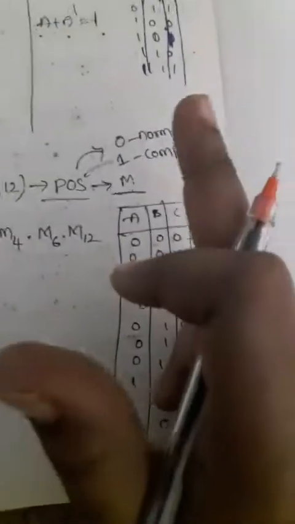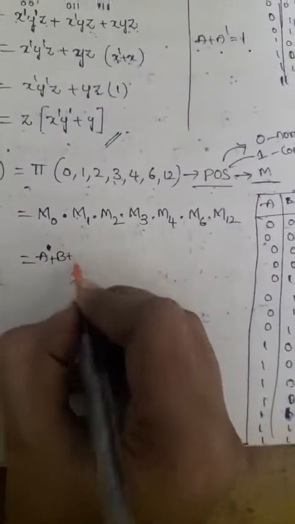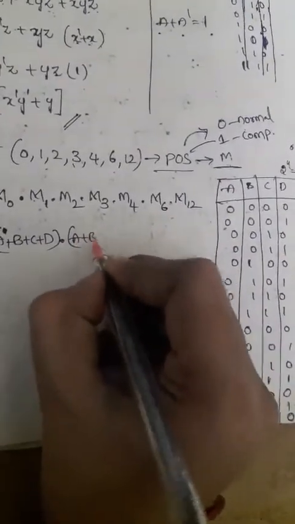So first one is m0. m0 is the first one, so all will be zeros. So how to write the expression in POS? Here we take 0 as normal and 1 as complement. Okay, so now based on this write it. In POS expression, in between each variable we write the sum. So for m0, all zeros: a plus b plus c plus d, into, for m1, a plus b plus c plus d complement.